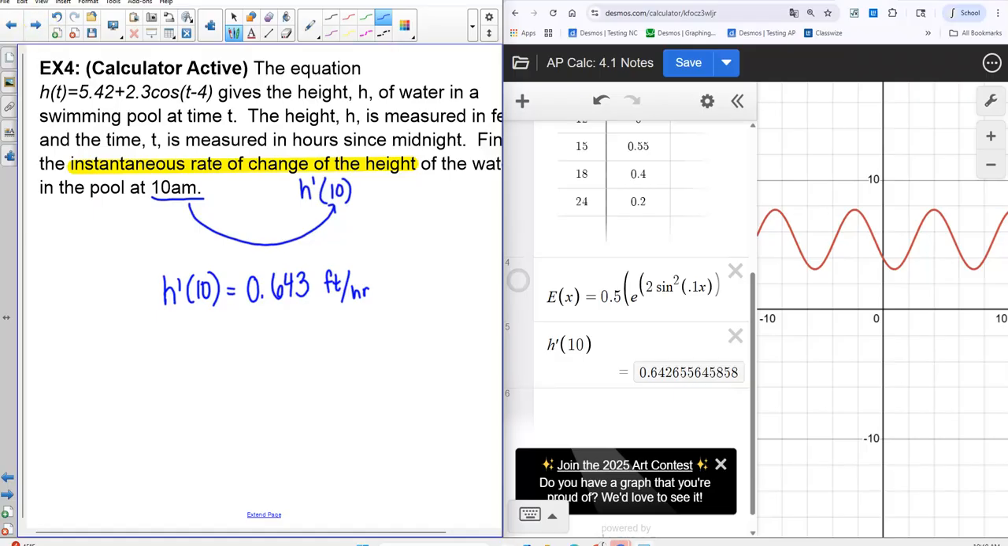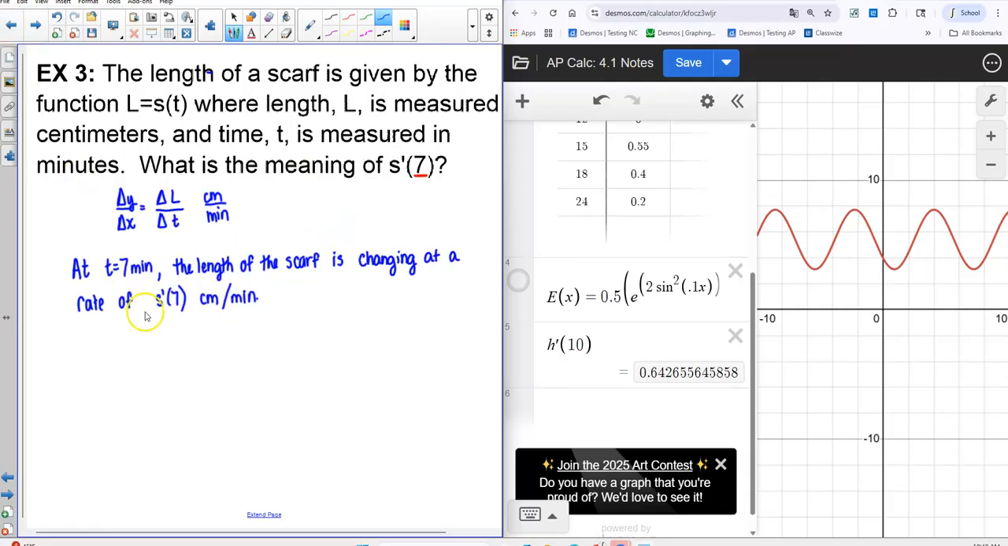So the meaning is different than what we said before, because of the context of the problem. Here we're looking at feet per hour. So in this case, the height of the water in the pool is changing at a rate of 0.643 feet per hour. Since it's a positive number, it's increasing. Whereas on the last problem, we were talking about a scarf. So it's still the rate of change. I didn't use the word instantaneous, but I could have.